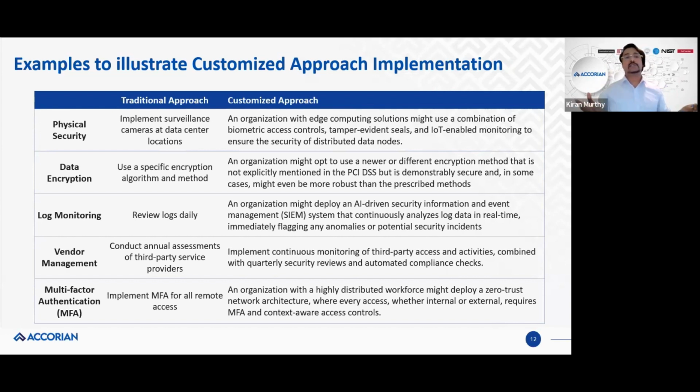As we discussed, when it comes to customization, let's come back to the example from a customization standpoint. Let me take an example of multi-factor authentication. In the traditional approach, you have to implement multi-factor authentication for all remote access. But in the customized approach, where you need to have zero trust, let's say you implement a zero trust network architecture, you need to prepare documentation on that: why you have used the zero trust network architecture, what the risks pertaining to that are, what access you have provided, and how you enable the multi-factor authentication. You need to provide all these details before we proceed further. These are a few examples between the traditional and the customized approach.